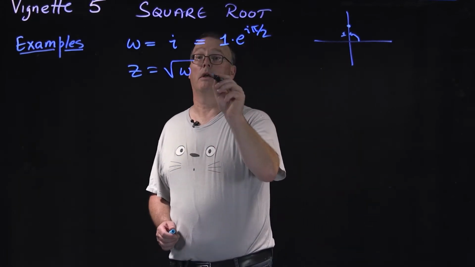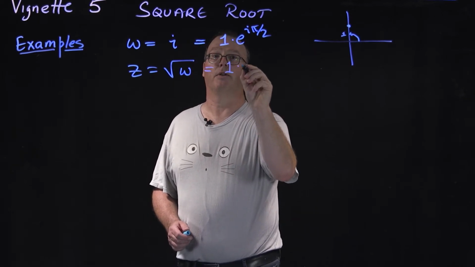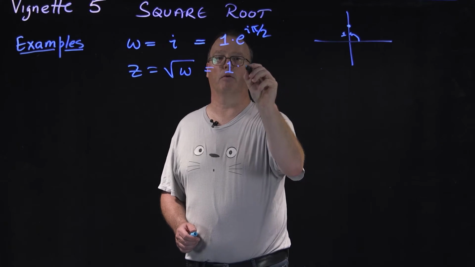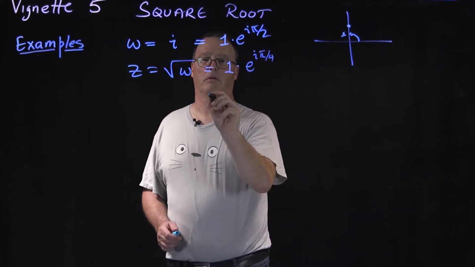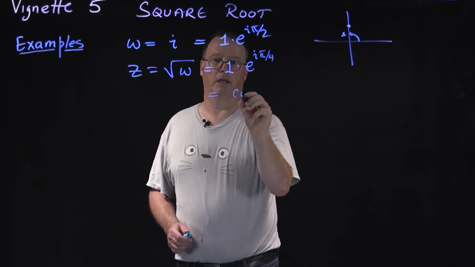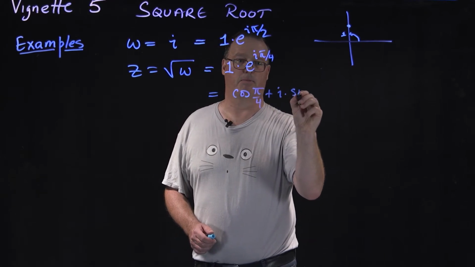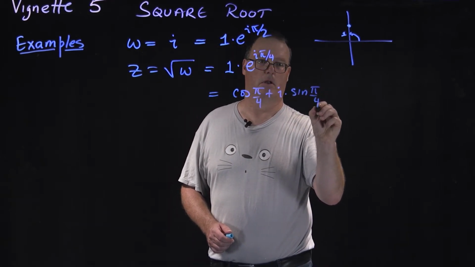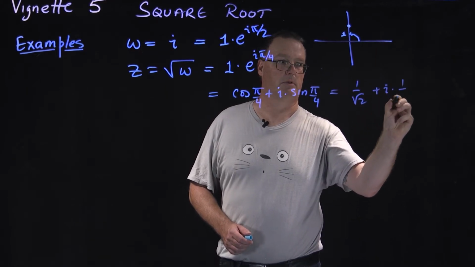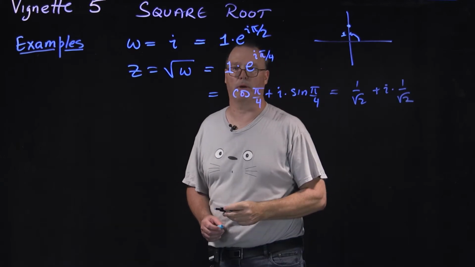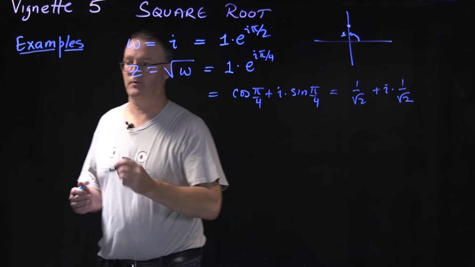So the square root then is going to be the square root of 1, which is just 1, times e to the i pi over 4. Okay, well that's cosine of pi over 4 plus i times sine of pi over 4, which is 1 over root 2 plus i times 1 over root 2, because cosine pi over 4 equals sine of pi over 4 equals 1 over root 2. So let's just check that.